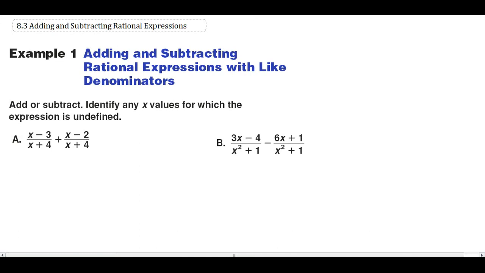And we are going to talk about adding and subtracting rational expressions. And then we're going to even add a little complex fractions in there. So sit back and enjoy, and let's see what we can do.